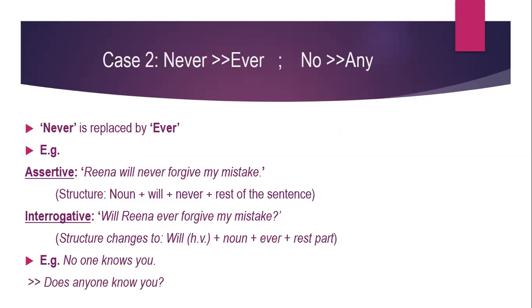Let's have a look at the second case. In the second case, never is replaced by ever and no is replaced by any. You will understand it better with the help of two examples that are given here. Rina will never forgive my mistake. Now, this is an assertive sentence, and if you look at the structure, it is noun, Rina, plus will, plus never, plus rest of the sentence. When we change it to interrogative, "Will Rina ever forgive my mistake?" The structure changes to will, plus noun, plus ever, plus rest of the sentence.